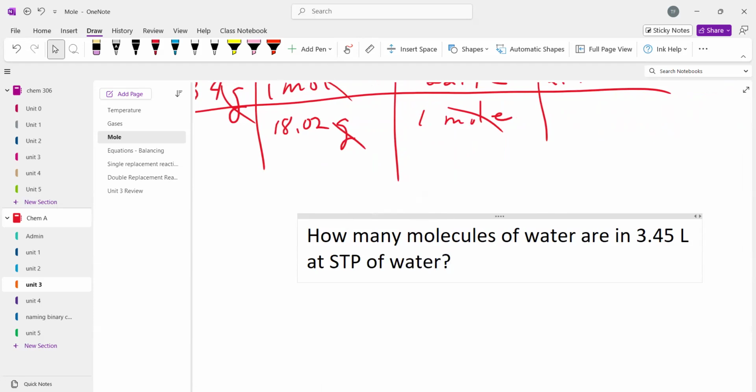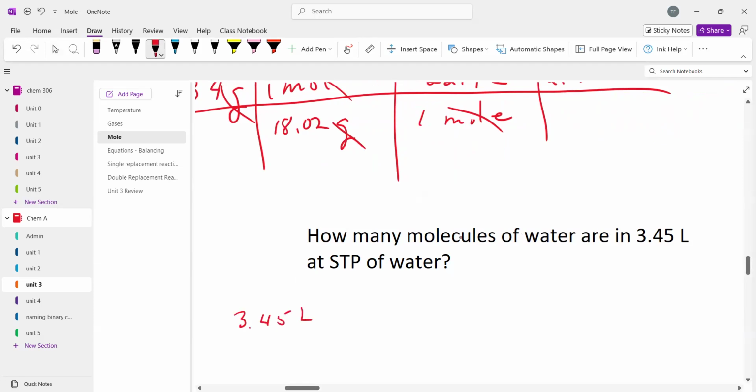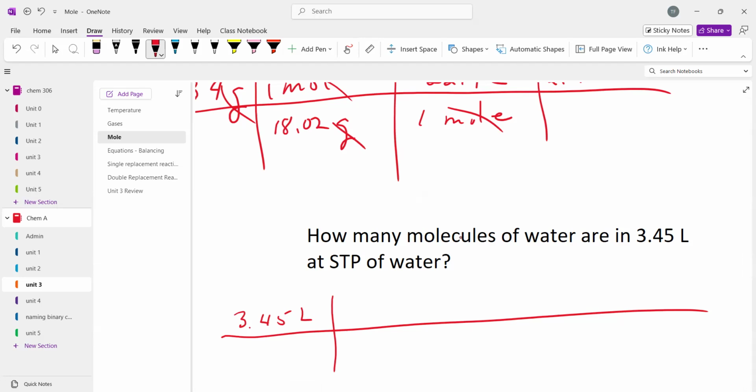Okay, how many molecules of water are in 3.45 liters of water at STP? So given is 3.45 liters. And do we have anything that goes from number of molecules to liters in our conversion factors? No. So if in doubt, we convert to moles.